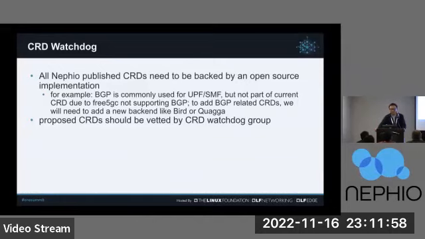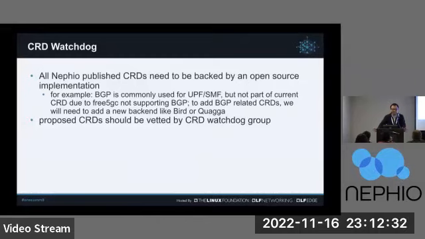So they need to be backed by open source implementations. An example of that is the demo that you saw this morning. We work with a lot of network function vendors, and we know for a fact that UPF, SMF, almost all of them have BGP support, but that doesn't exist in free5GC. So the CRD should contain BGP configurations, but it doesn't today because it's not backed by any open source implementation that I can give you.